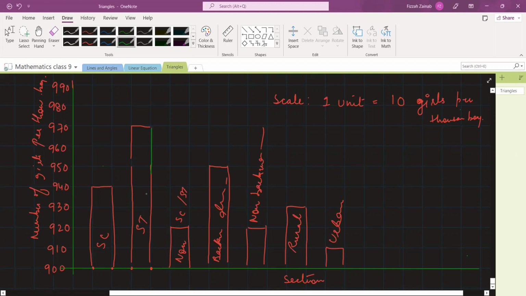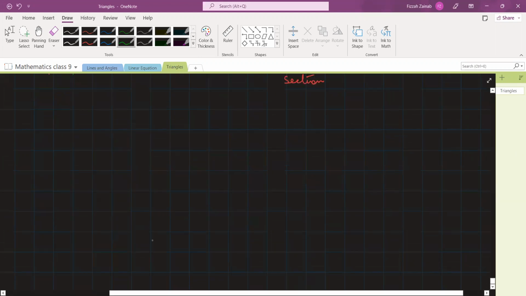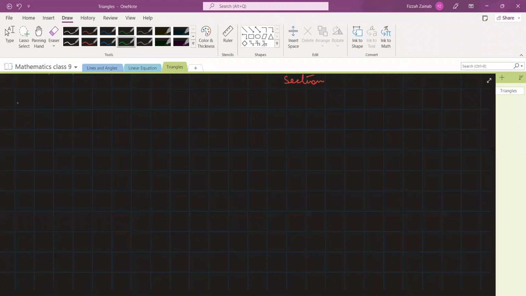ST has the highest ratio, and the least ratio you can see is in the urban area. So in the urban area, the number of girls is least. So various conclusions can be drawn. You can write. First of all, note down the maximum and minimum. That is one of the observations.